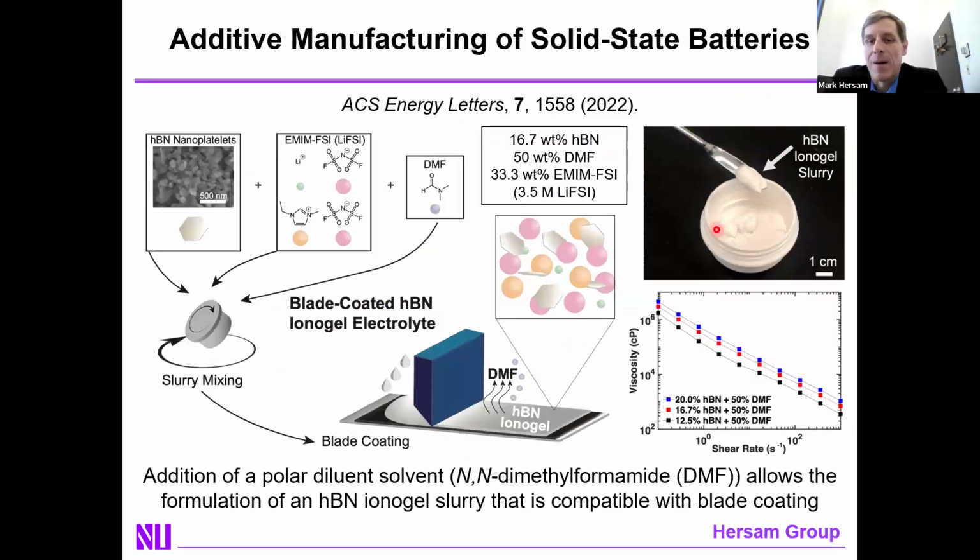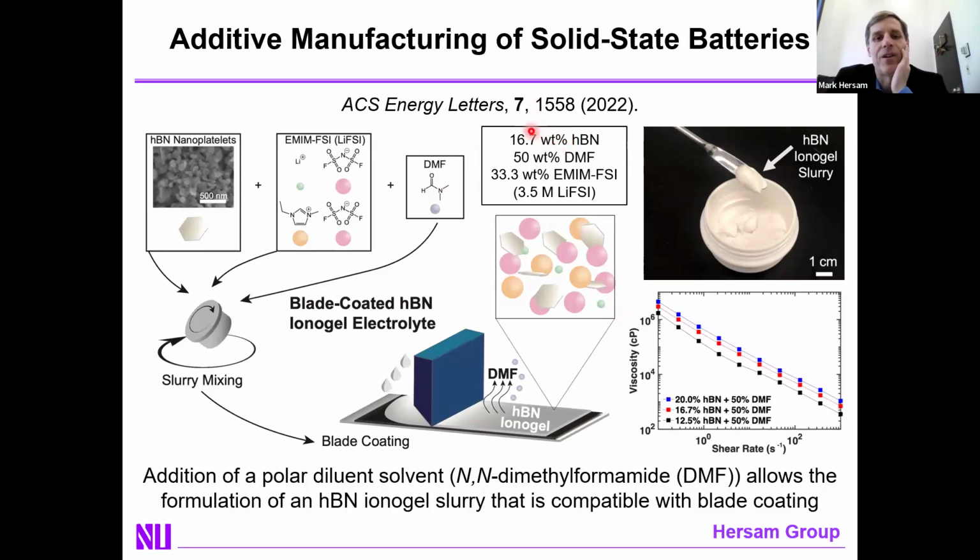There's one final problem, and that is the way my students made our first ionogels was to take hexagonal boron nitride powder, add ionic liquid, and then grind it with a mortar and pestle to make a gel, and then use a spatula to slap it between electrodes and make a coin cell battery, which is okay for an academic demonstration, but certainly is not a scalable manufacturing method.